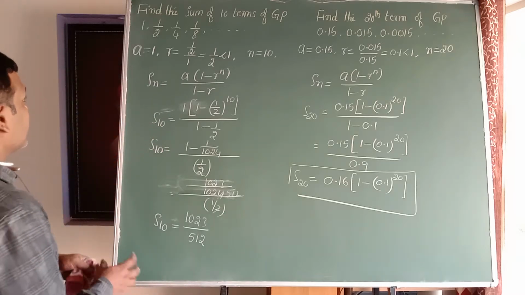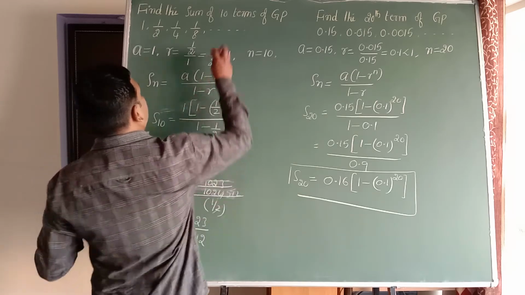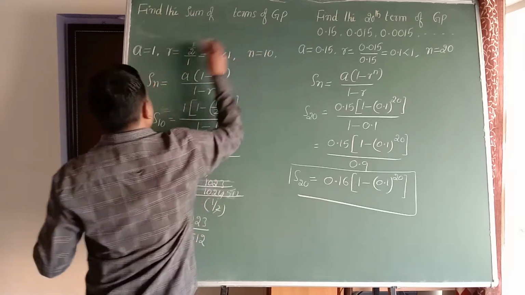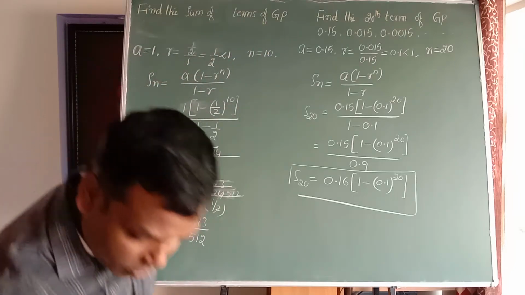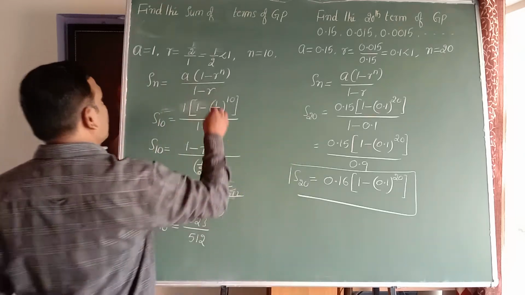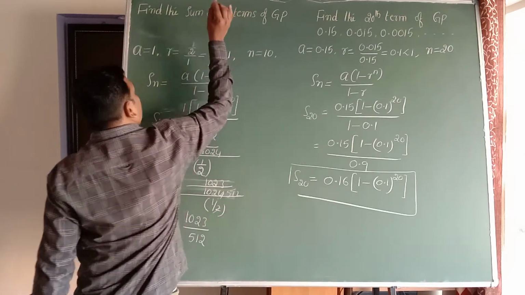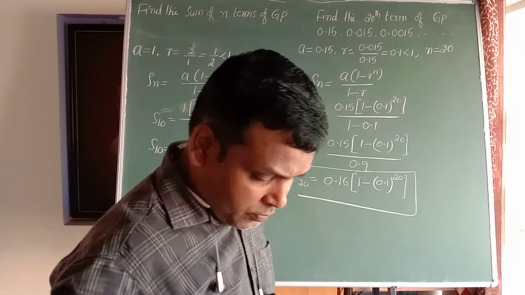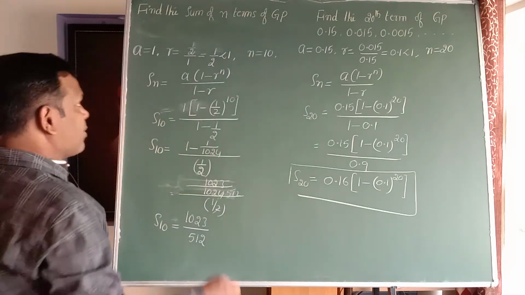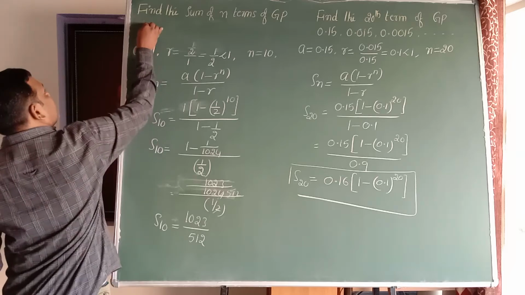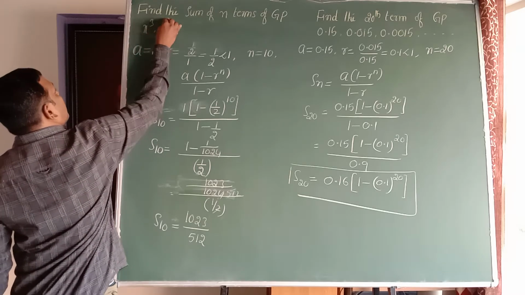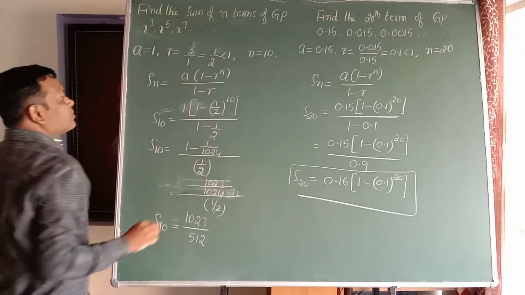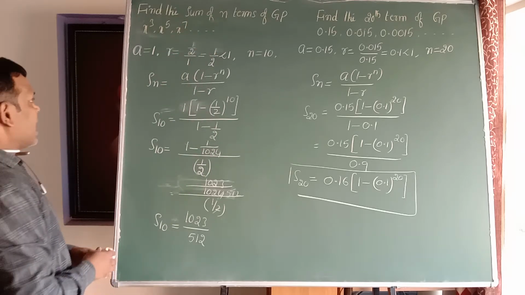What is the next question here? Find the sum of n terms. Look at the question. Find the sum of n terms of x cube, x power 5, x power 7, and so on like that. Okay, now have a look at this.